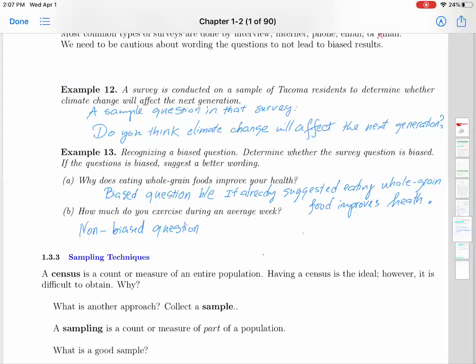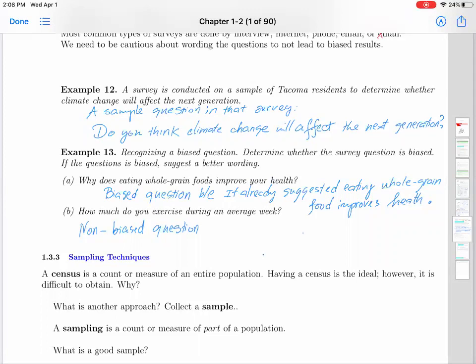Now, this is more or less a non-biased question, right? Do you think whether it will affect the next generations? Because you do not impose any suggestions into this question. So the answer can be, yes, I think so, or no, I don't think so. So there's yes and no. And then they can explain the reasoning behind the answer.